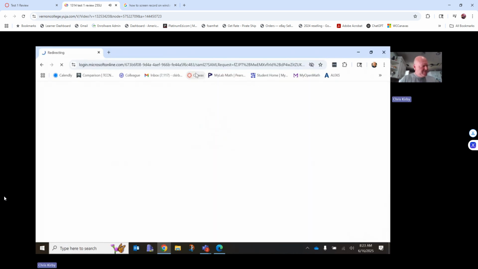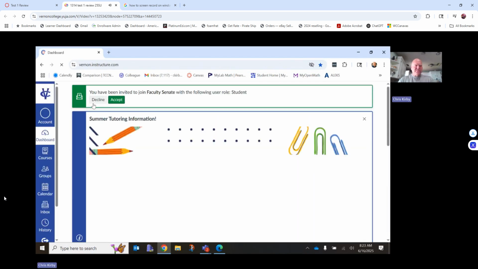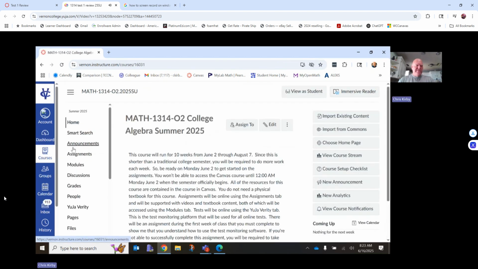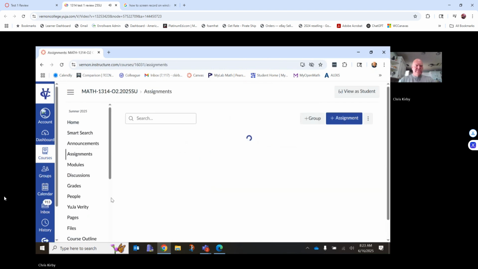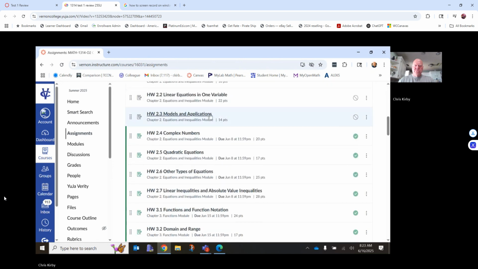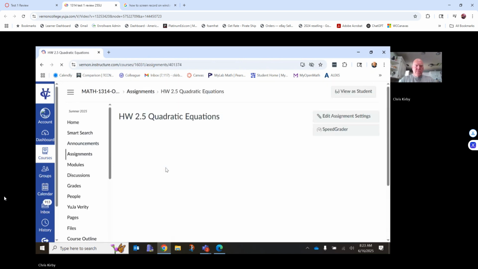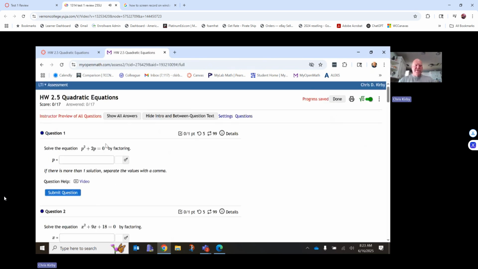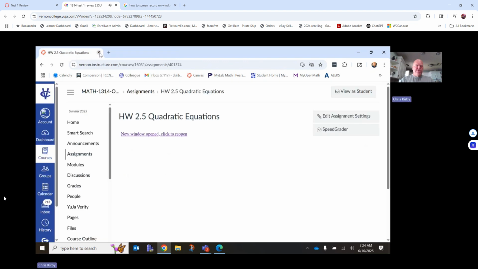Move us back up here. 2.5 is next. From section 2.5, question number 1 will definitely be on the test. So something like question number 1 will definitely be on there. Okay.